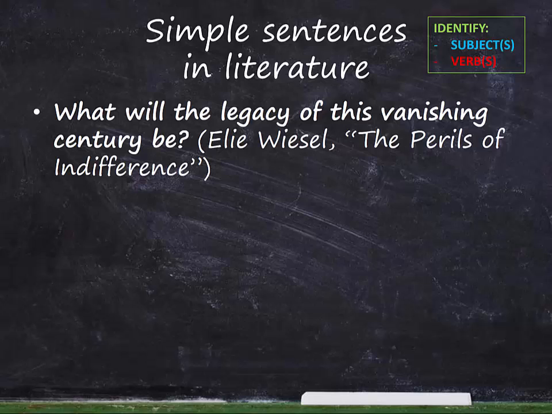This is a simple sentence from Elie Wiesel's speech, The Perils of Indifference. What will the legacy of this vanishing century be? Take a moment to identify the subject and verb. Remember, in a question, the subject and verb are inverted. The verb comes first. And in this case, we have quite a bit of distance between the helping verb and the main verb, but one independent clause, so this is a simple sentence. Let's look at another one.